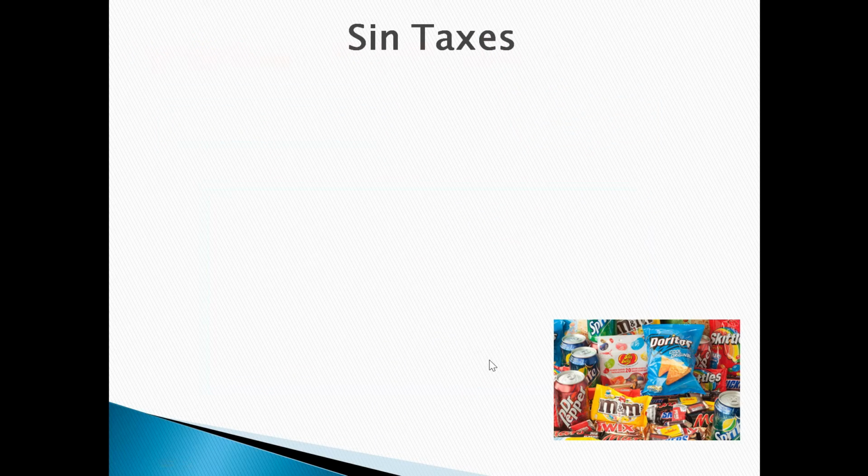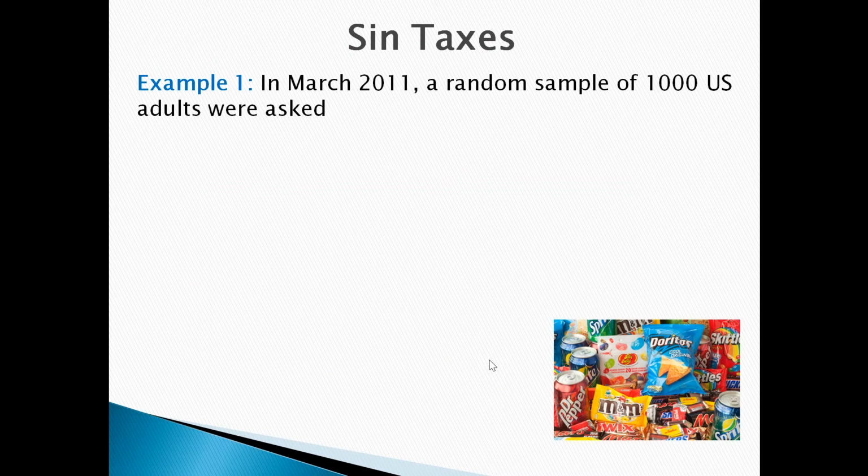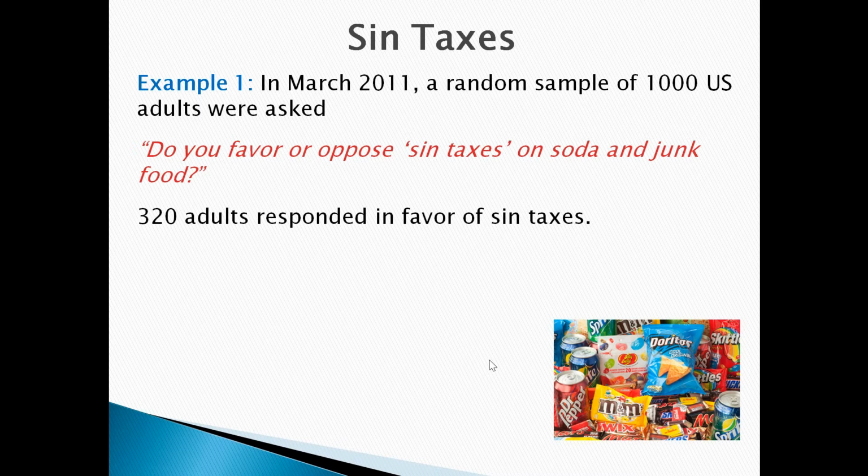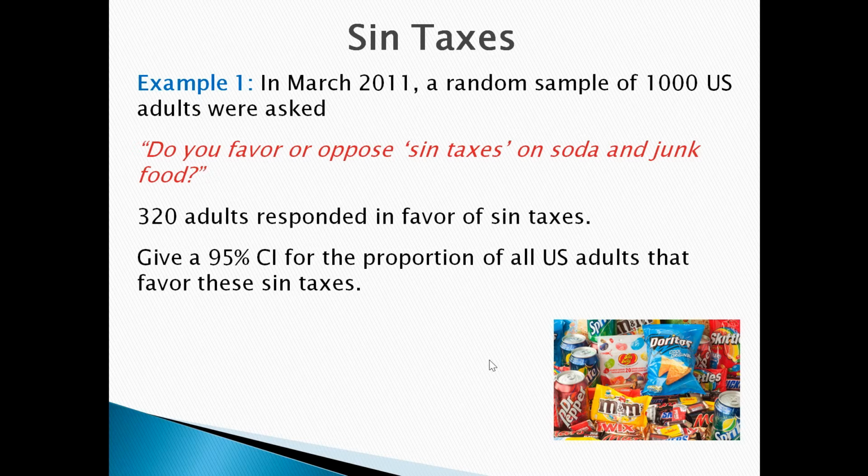So let's revisit an example we finished section 5.2 with, the sin taxes example. This example said that in March 2011, a random sample of 1,000 US adults were asked, do you favor or oppose sin taxes on soda and junk food? 320 adults responded in favor of sin taxes. Give the 95% confidence interval for the proportion of all US adults that favor these sin taxes.